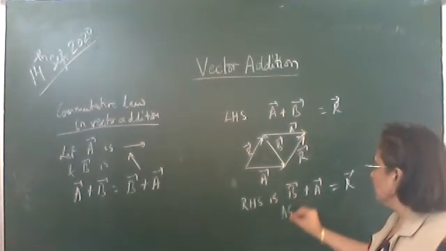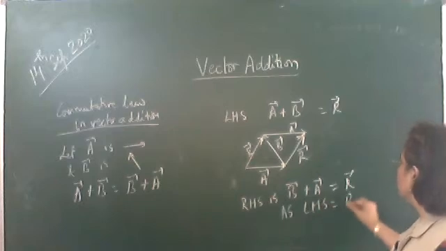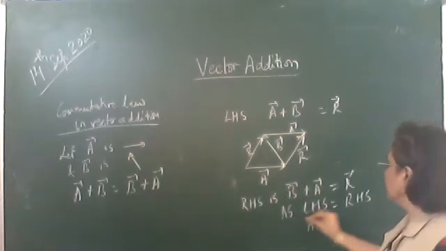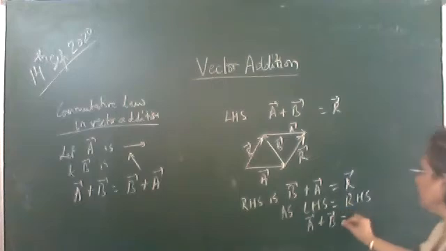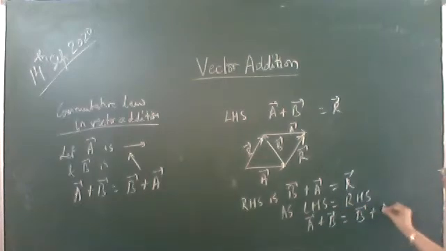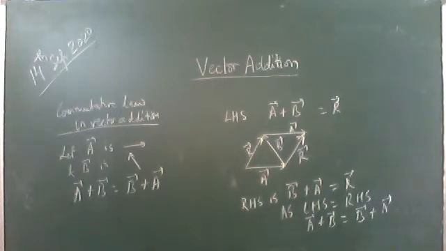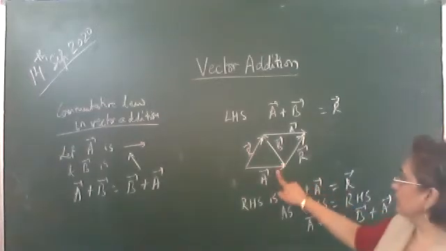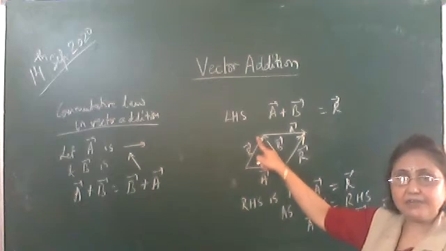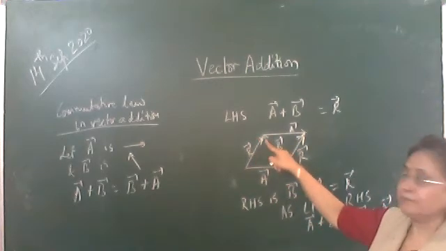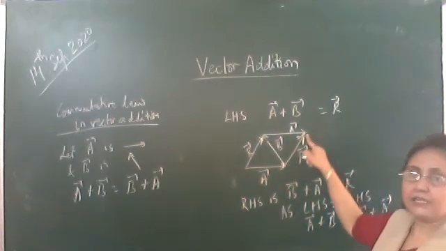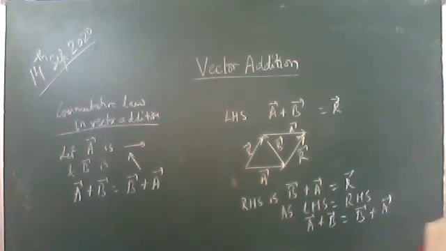So as LHS is equal to right hand side, we can say that it obeys commutative law. That is, A plus B vector should be equal to B plus A vector. So vector addition obeys commutative law. First we have drawn A vector, B vector, we are getting resultant vector. Same figure, first we have drawn B vector, then A vector. We are getting this vector also equal to R vector. So A plus B vector is equal to B plus A vector.